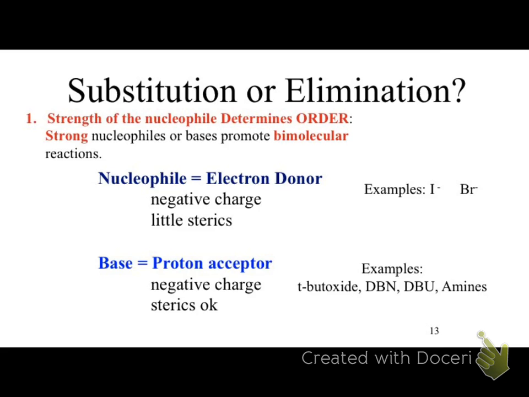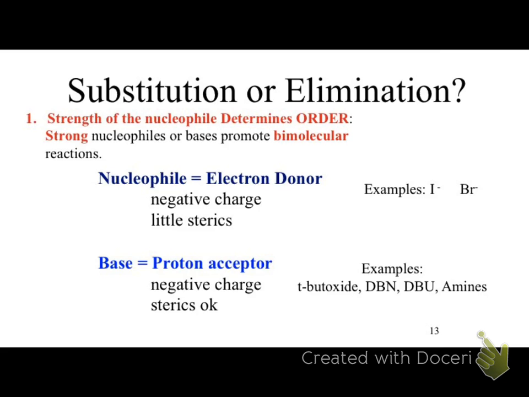Strong nucleophiles promote bimolecular reactions, which would be the two types. If it's a nucleophile, we would expect SN2. If it was a strong base, what would we expect? E2. We just said nucleophiles and bases were virtually the same. So this is where this slide discusses this a little bit better.